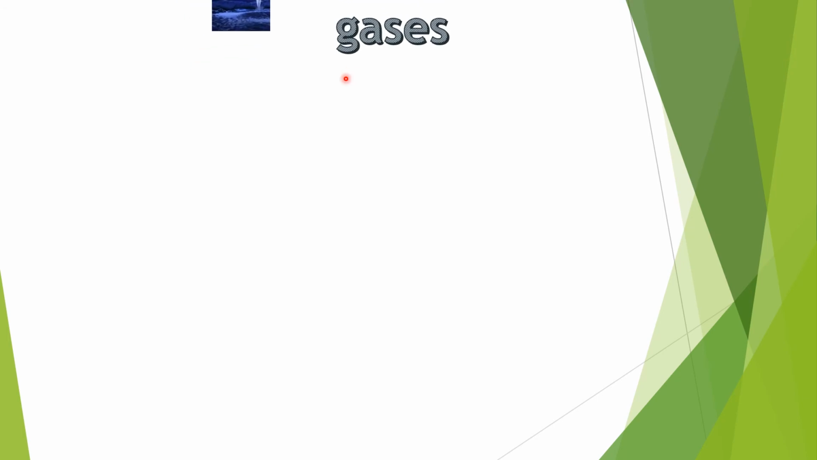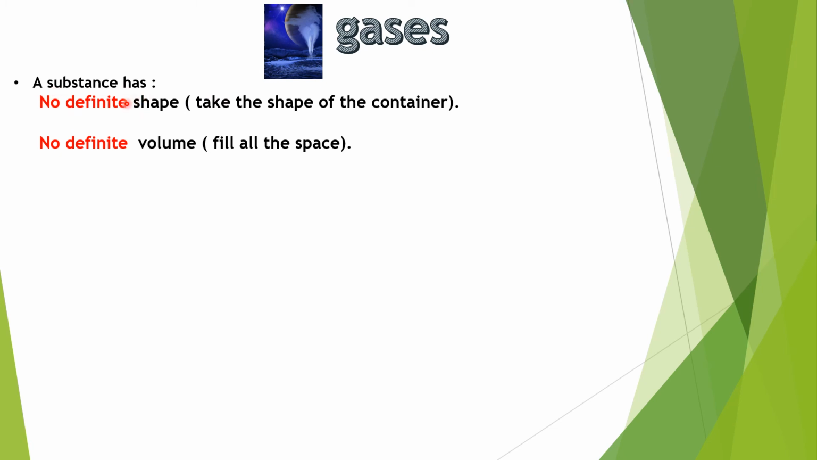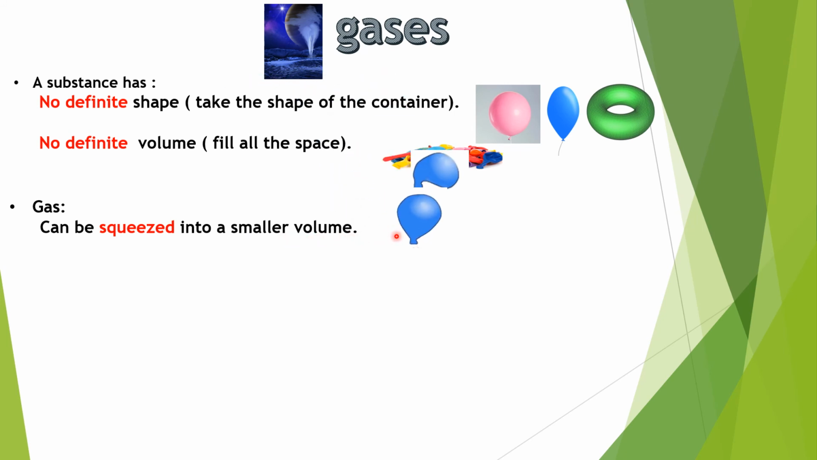Gases. A gas is a substance that has no definite shape. It takes the shape of the container, like this balloon. No definite volume. It fills all the space. Gas can be squeezed into a smaller volume, like this balloon.